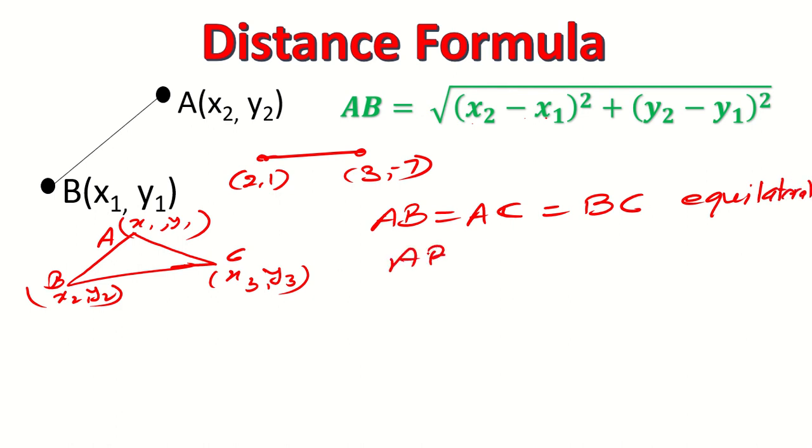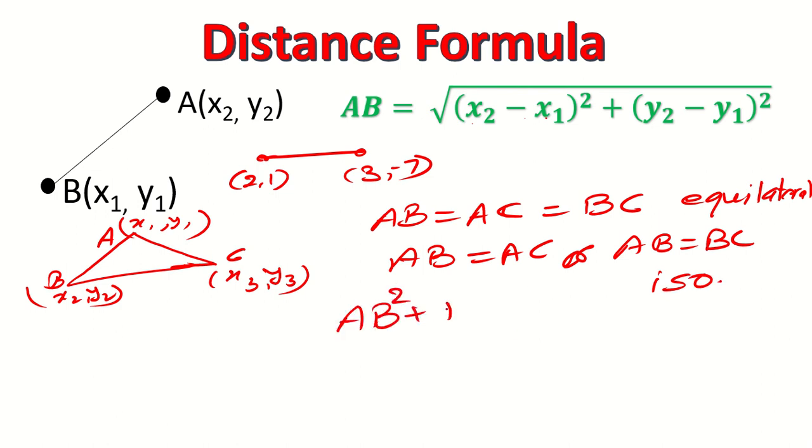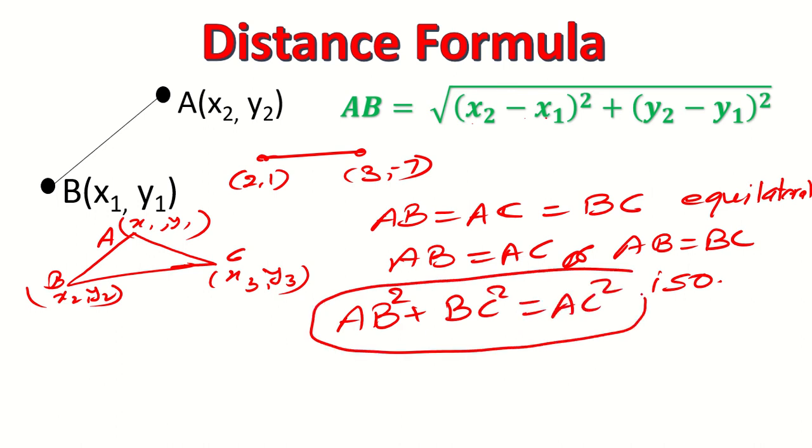Now if any 2 of the sides are equal, AB is equal to AC or AB is equal to BC, then it will be an isosceles triangle. If the sum of squares of 2 sides is equal to the square of the third side, then this is the Pythagoras theorem, and Pythagoras theorem is applied for what type of triangle? Right angle triangle. Yes, so this will be a right angled triangle. Now this is the application of the distance formula in a triangle.